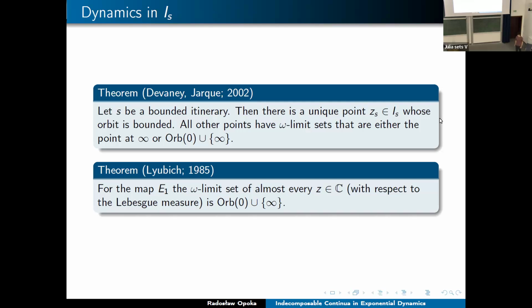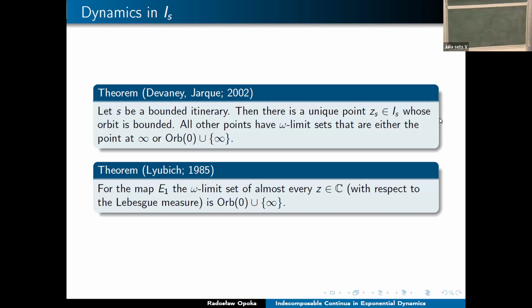And we also have a theorem by Lyubich that for E^z, but in fact it can be generalized to every lambda bigger than 1 over e, the omega limit set of almost every z with respect to Lebesgue measure is of this form. And for unbounded itineraries, various things can happen. For example, there are unbounded itineraries such that the whole set IS looks like this, and all points, even this landing point, are escaping points.